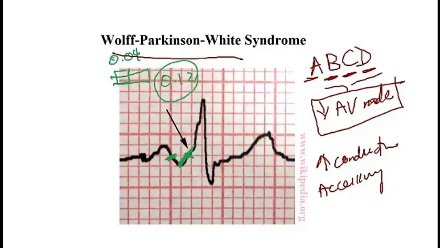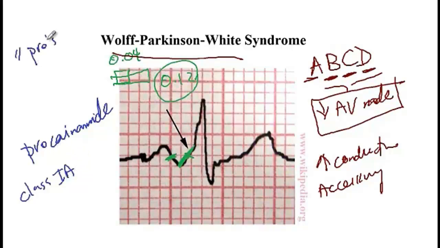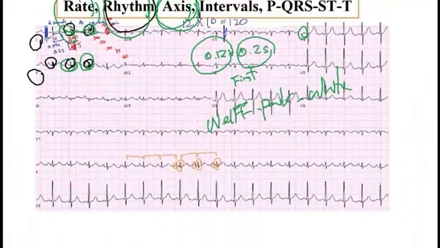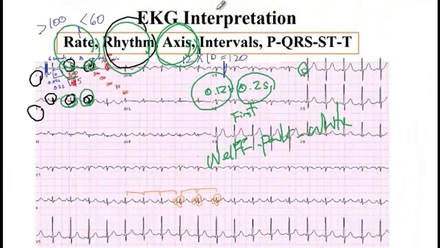The medication that is recommended for these patients is procainamide. This is a sodium channel blocker that belongs to class 1A antiarrhythmics. The mnemonic that I use for that is that pros can hunt Wolff. Pros goes for procainamide, and Wolff goes for Wolff-Parkinson-White syndrome. So again, let's go back to the EKG that we have here. We are done with the intervals.